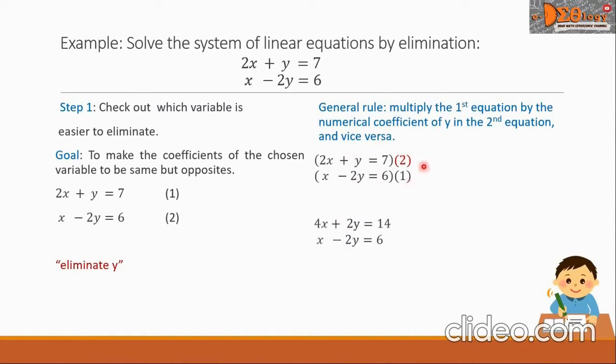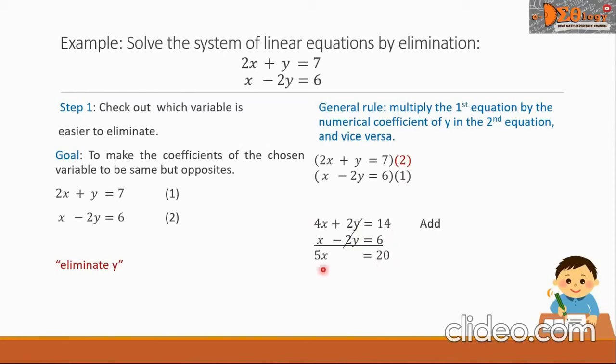Simplifying the equations, we have this 2 times 2x will be 4x, and 2 times y is 2y, equals 2 times 7 is 14. While the second equation, if we multiply by 1, will just be the same. That is the x minus 2y equals 6. And from here, let us add. Look at our variable y. We have positive 2y and negative 2y that we can simply eliminate or cancel. And then let us add the x and the x. So we have 4x plus x will be 5x. And the right side, this is now equal to 14 plus 6 is 20.